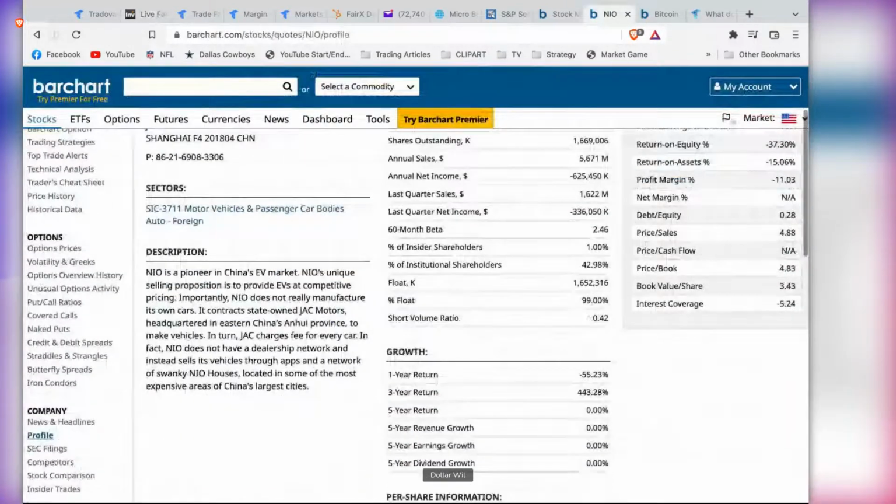Okay, NIO is a pioneer in China's EV market. It positions itself to provide EVs at competitive pricing. We say electric vehicles, but NIO does not really manufacture its own cars. It contracts state-owned JAC Motors.